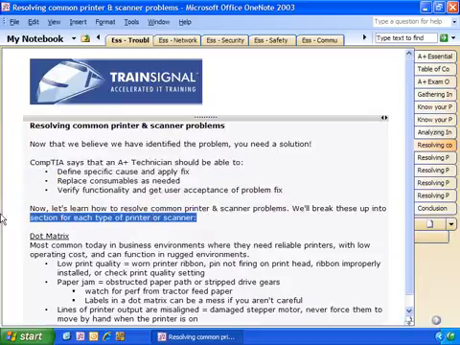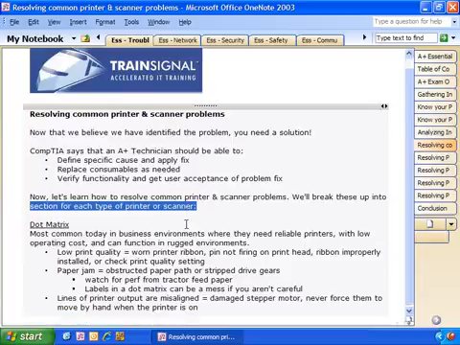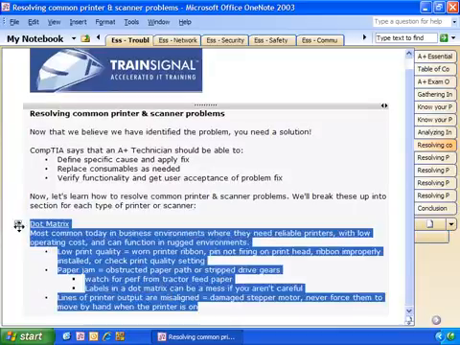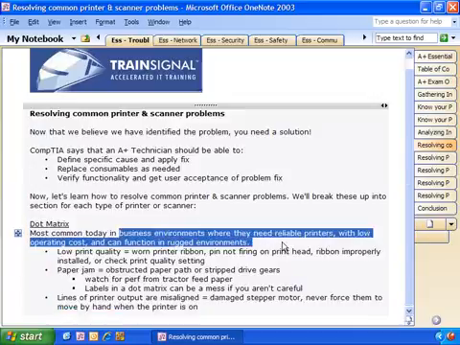So now let's learn how to resolve common printer and scanner problems. We'll break these up into some sections, different sections for each different type of printer or scanner. So first off, dot matrix printers. So dot matrix printers are most common today in business environments where they need reliable printers with low operating costs and where they can have printers that function in rugged environments. So like out in a manufacturing plant or in a construction environment, they need some heavier duty printers that aren't going to break when they start to get dirty and can print fast. Many of these dot matrix printers are much faster than laser printers will ever be.